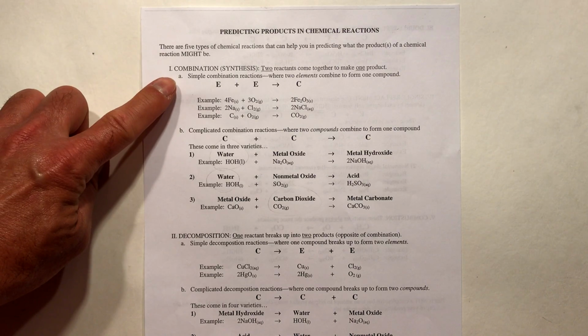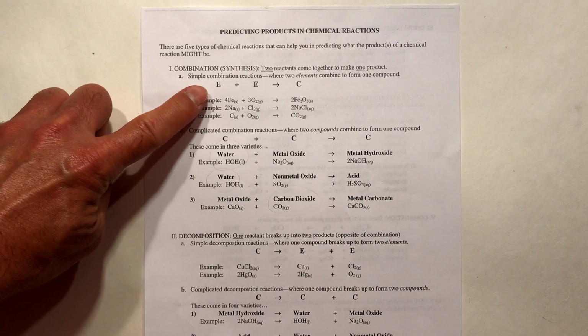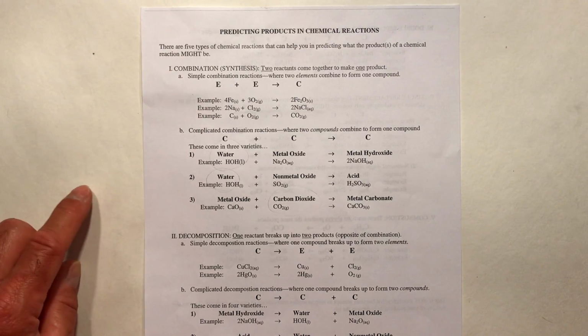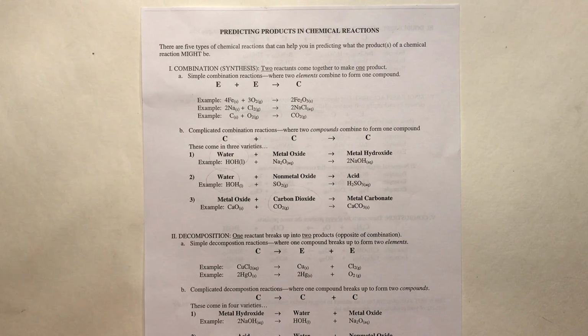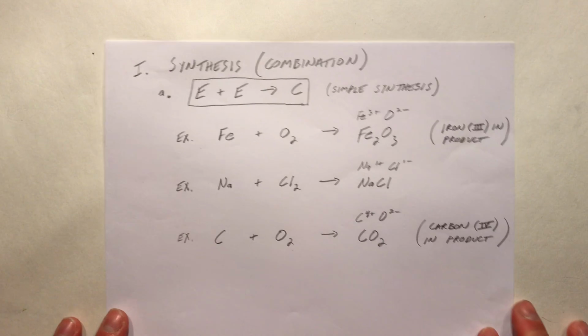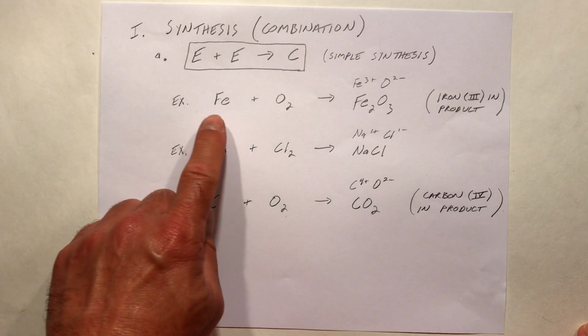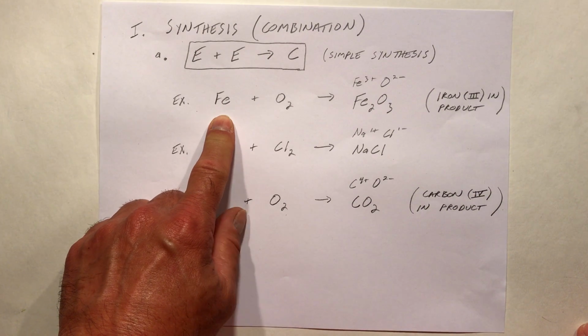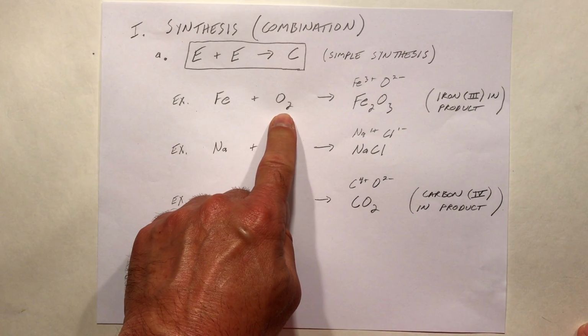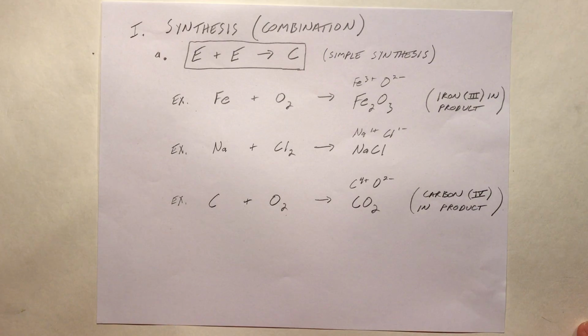So this comes in 2 varieties: simple synthesis, where we have 2 elements that combine to form a compound, and then complex synthesis. But let's start out with simple synthesis. Here's an example of 2 elements forming a compound. Iron, Fe, combining with oxygen, which is one of the 7 diatomic elements.